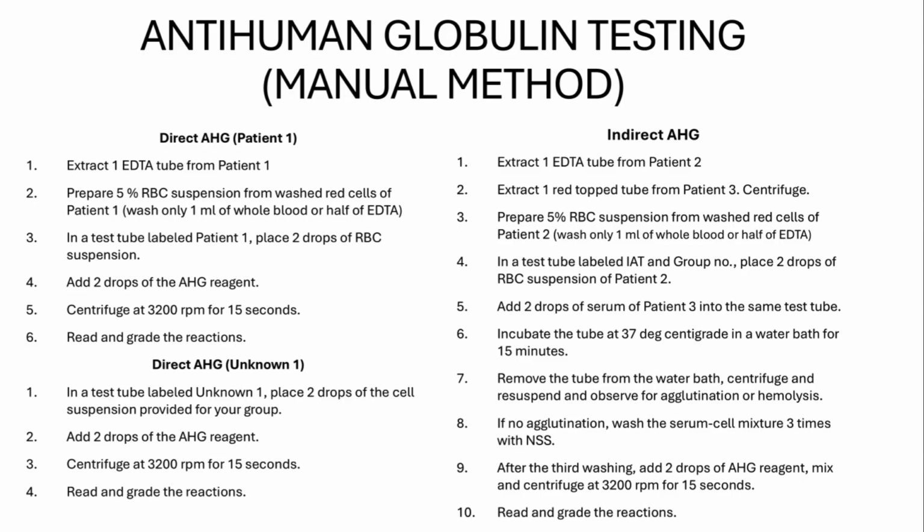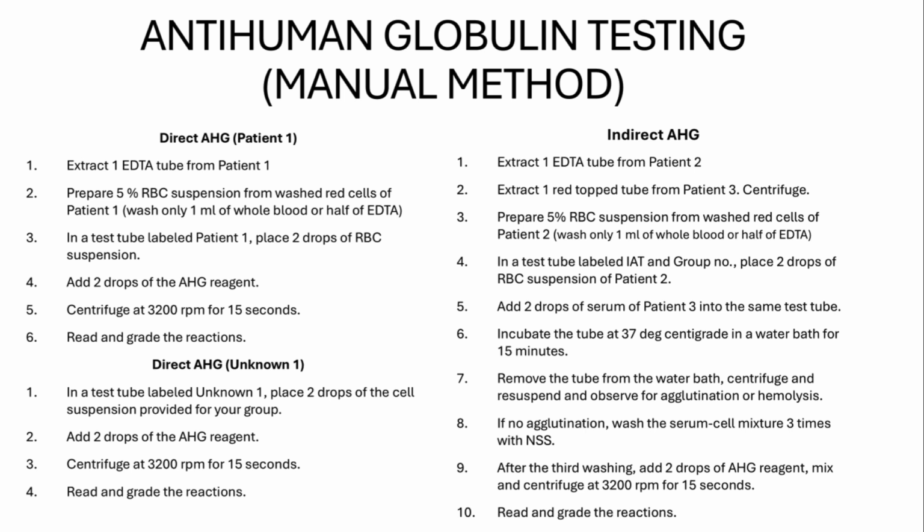So for the procedure, this will be flashed through a projector in your lab room, sorry, on Monday, and you will be following this. So we will be doing the manual method, you have direct AHG and indirect AHG. Why two? Because you will have your classmate as patient one, another classmate as patient two and patient three, and this one is an unknown.